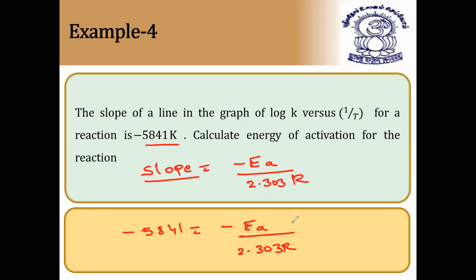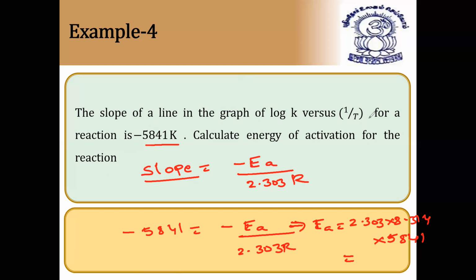So minus minus gets cancelled. So it implies E of A is equal to simply 2.303 into 8.314 into the slope value, 5841. This you will get approximately 1.118 into 10 to the power 5 joules per mole. So if you multiply this, automatically you'll get the answer. So I hope it is clear. So the slope value is very important.